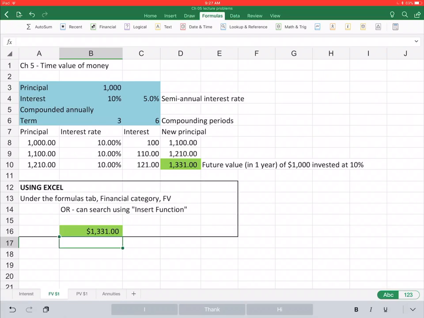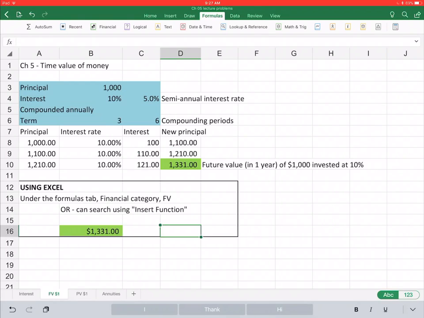So Excel assumes that one is going to be a cash outflow and one is a cash inflow. In this case, the cash outflow is the initial $1,000. I'm taking it out of my pocket and putting it into the investment account. And the cash inflow is going to be, at the end of 3 years, I'm going to get $1,331 back into my pocket. Okay, and so you can see up on the top that I also included semi-annual information.